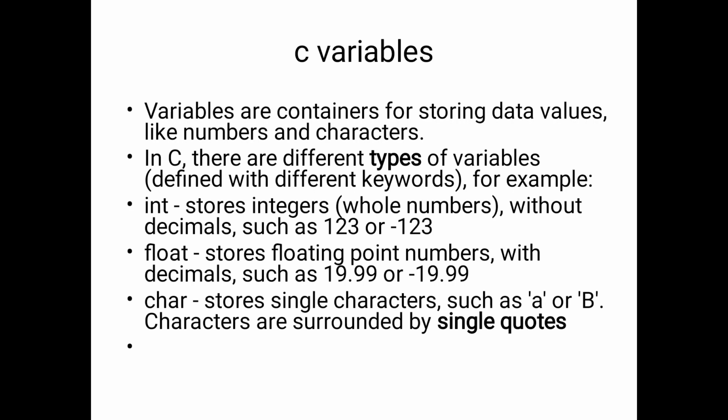For example, integer, float and character. Integer means it is a whole number, and float means floating point numbers, and character means it will be a single character, A, B, like this. Each and everything will be a character. If you are giving something in a character form, it has to be denoted with single quotes. So these are the basic general view of C variables.